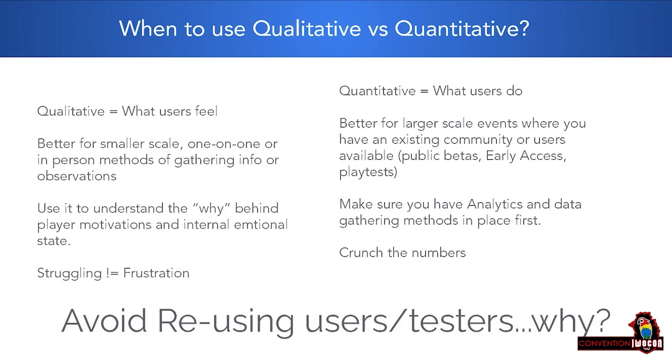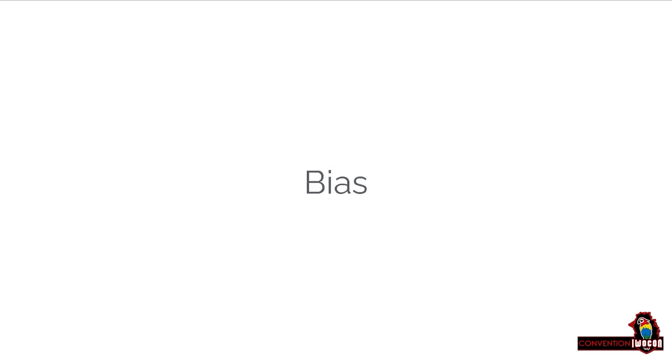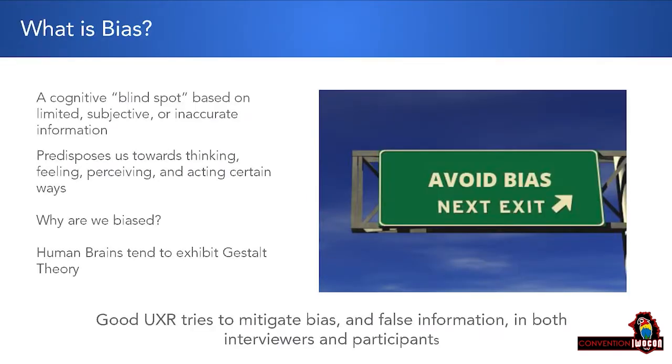The other thing that's really important is to try to avoid reusing users and testers. And there's a reason for this, which has to do with our next section, which is bias. So what is bias? Bias is a cognitive blind spot that we all have. We all have our biases, right? And it's how we cope with reality. Our brains are wired to try to fill in the blanks when we are dealing with limited pieces of information.